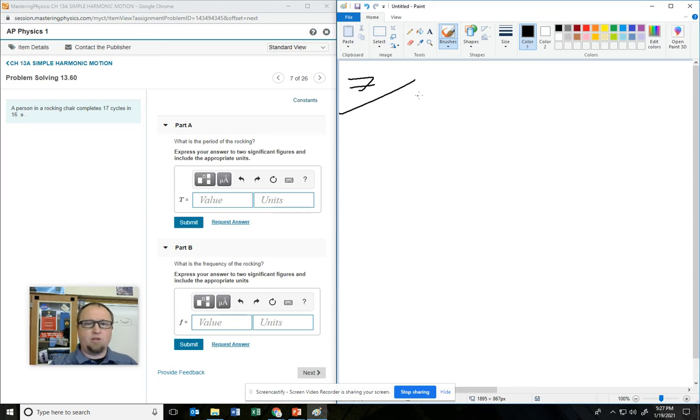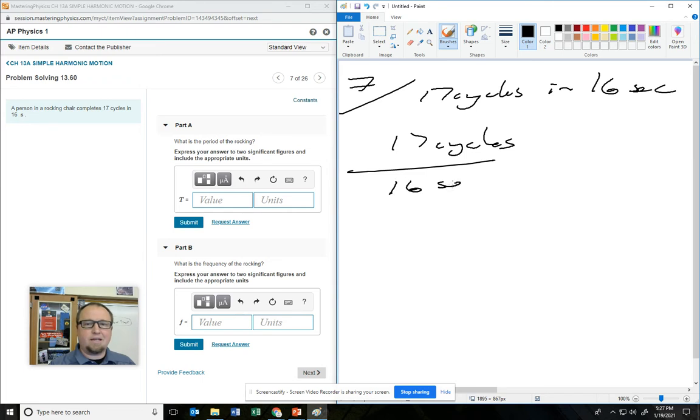Somebody in a rocking chair does 17 cycles in 16 seconds. So I'm going to start with 17 cycles per 16 seconds and get a value for that. 17 over 16, I get 1.06 hertz, cycles per second.